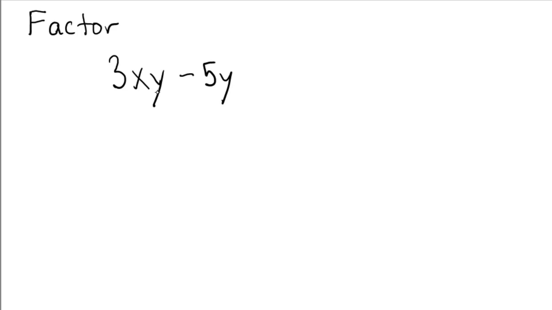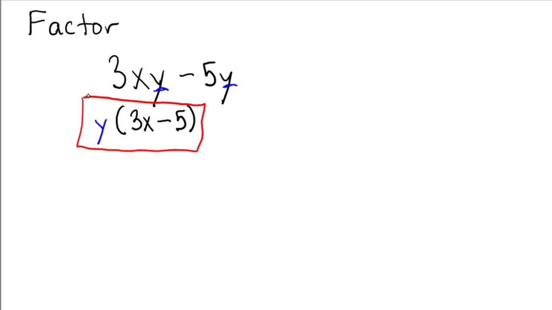By observation we can see that the y is common to both of these pieces, so I'm going to factor out that y. When I do so, what remains from the first piece when the y is pulled out is 3x minus, and from the second piece we get a 5. So the final answer to this particular problem would be y multiplied by quantity 3x minus 5.